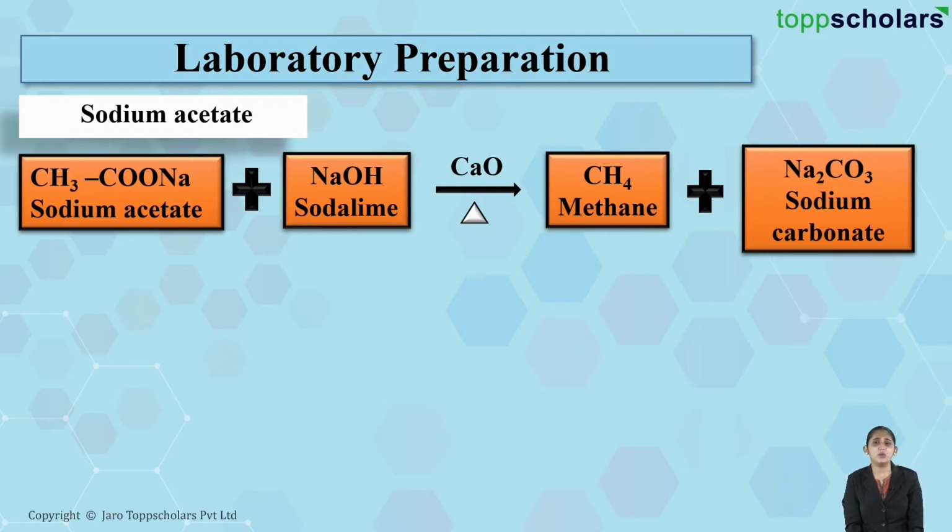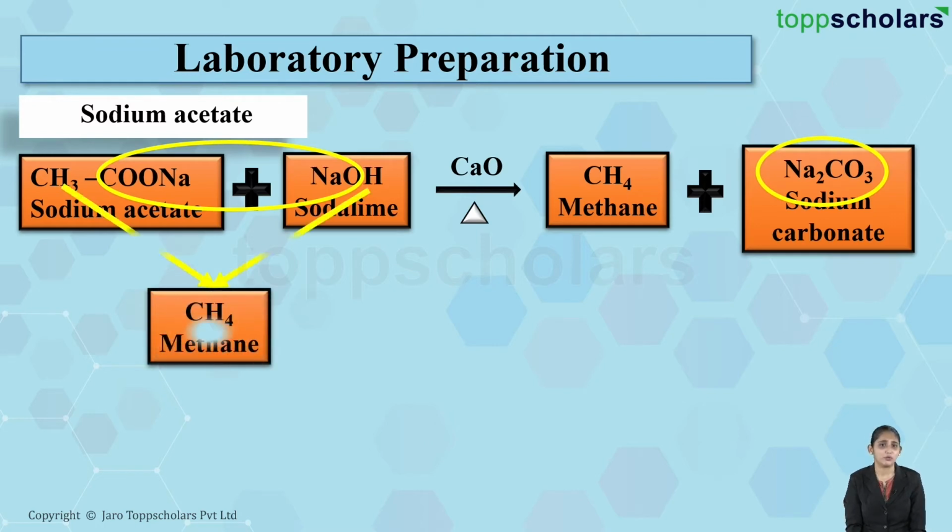Now let's see how the sodium carbonate and methane are actually formed over here. The COONa of sodium acetate and NaO of sodium hydroxide combine to give you sodium carbonate, that is Na2CO3. What is left behind is CH3 of sodium acetate and H of sodium hydroxide, which combine to give you CH4, that is methane, right? So this is how when you react sodium acetate with soda lime, it gives you methane and sodium carbonate.